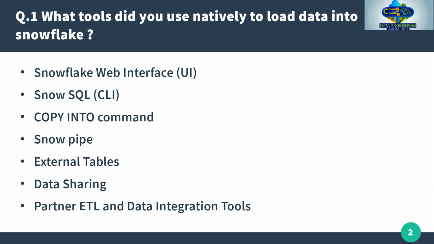Next we have SnowPipe. SnowPipe is Snowflake's continuous data ingestion service that allows you to automate loading of data as soon as it arrives in a cloud storage location, which we call an external stage. And this is best suitable for real-time or near real-time data loading needs, so handling any streaming data or when data files are generated and loaded frequently.